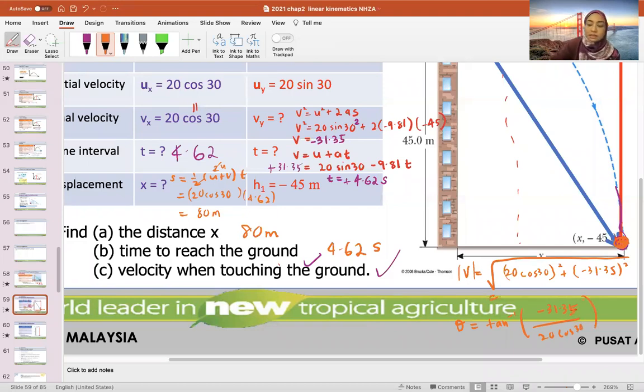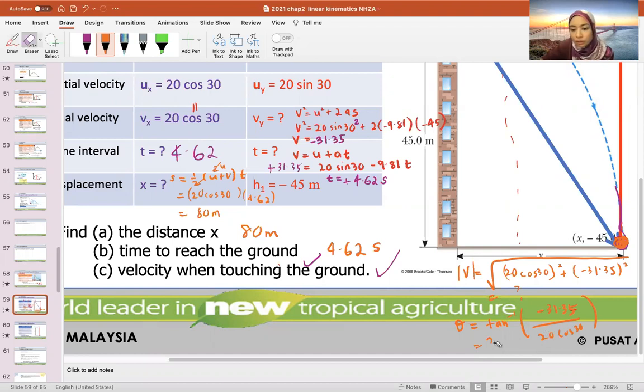Okay, so that is your answer, whatever that answer is. Again, the Pythagoras theorem equation for velocity gives you the magnitude. Do not put positive or negative, do not. Just the magnitude is what we want to know. And then the angle. Let's do the angle because there is a negative here. So minus 31.35 divided by 20 cosine 30, and then inverse tangent of that, I get minus 61.